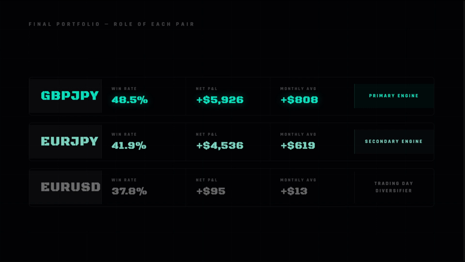Here's the honest state of the 3 pairs. GBPJPY: 48.5% win rate, plus $5,926 over 8 months. The primary engine. EURJPY: 41.9% win rate, plus $4,536. The secondary engine. EURUSD: 37.8% win rate, plus $95, essentially flat, but it provides the trading day diversification the strategy needs. 2 pairs carry the strategy, 1 pair keeps it active.